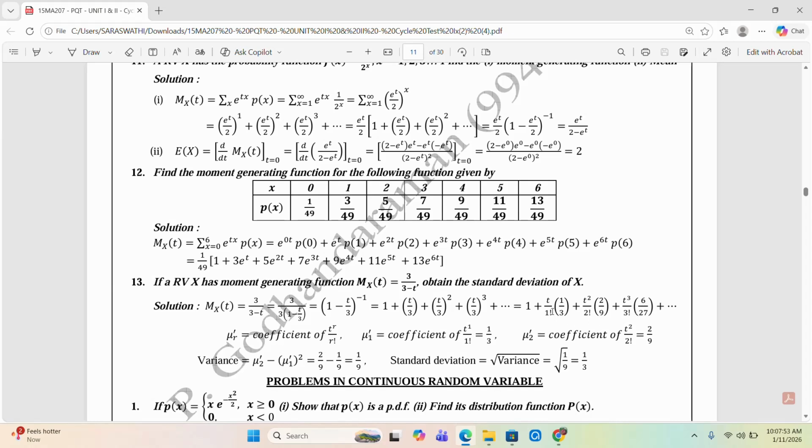Here, this is the expression of M_x(t). Now we have the formula: mu r dash is equal to the coefficient of t power r by r factorial. Mu 1 dash is equal to the coefficient of t by 1 factorial. Mu 2 dash is equal to the coefficient of t square by 2 factorial. The coefficient of t square by 2 factorial is 2 by 9. The coefficient of t by 1 factorial is 1 by 3. Now we can go for the variance, because the question asks for the standard deviation. Standard deviation is the square root of variance, and variance is equal to mu 2 dash minus mu 1 dash whole square. So we have the answer.